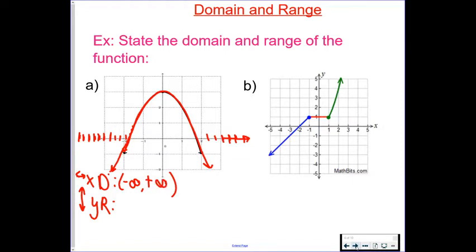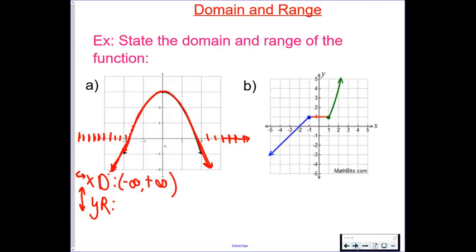So domain, you look left to right. This graph keeps going to the left. So it goes from negative infinity and it goes off to the right. Even though it goes down, that doesn't matter because we're just looking at the right side. So it keeps going off to the positive x values.